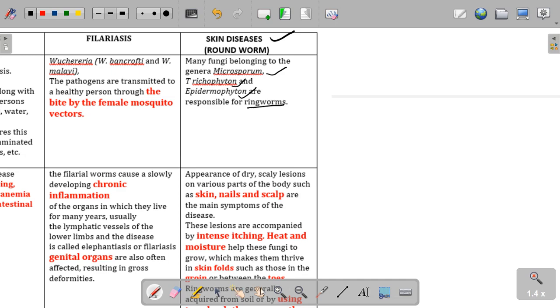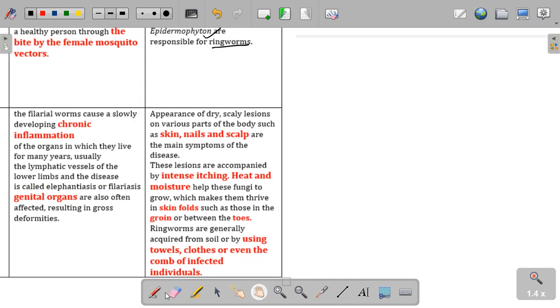Appearance of dry, scaly lesions like patches on various parts of the body such as the skin, nails, and even our head part, the scalp, are the main regions of the symptoms. These lesions are accompanied by intense itching; it feels like you need to keep on itching.